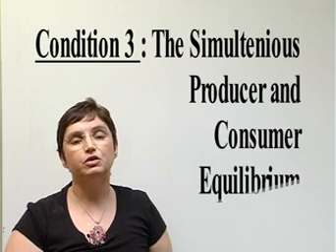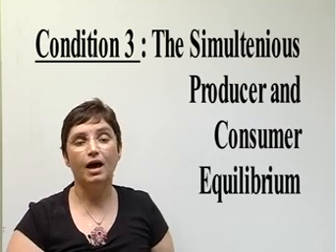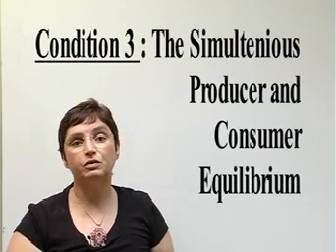Hello, you remember that we're busy with top level general equilibrium and how to find that specific point. We're busy now with condition 3. With the first two conditions, we looked at efficiency in production and efficiency in consumption. With this last condition, you'll see it's all about simultaneous producer and consumer equilibrium. Now, how do we find this position?